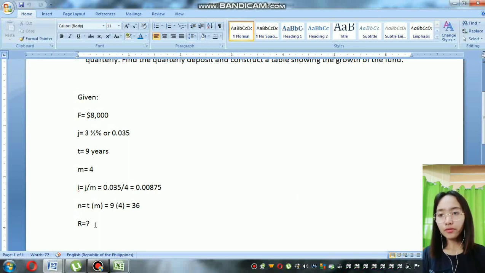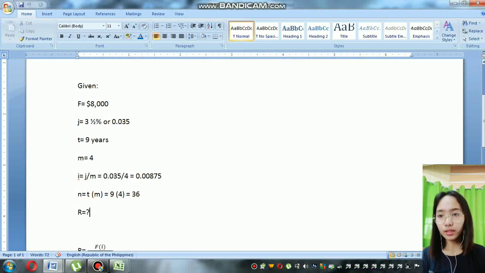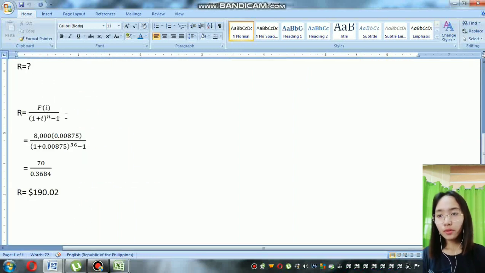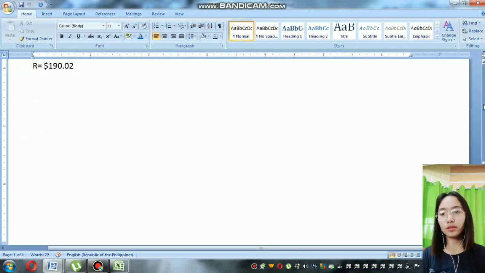So we have to find the value of R using this formula. R is equal to F times I over 1 plus I raised to N minus 1. So we just have to substitute each value and then solve it to get the quarterly payment, which is $190.02. So our quarterly payment is $190.02.